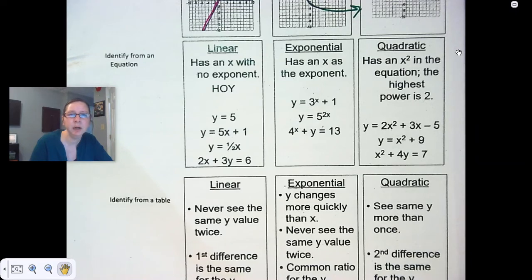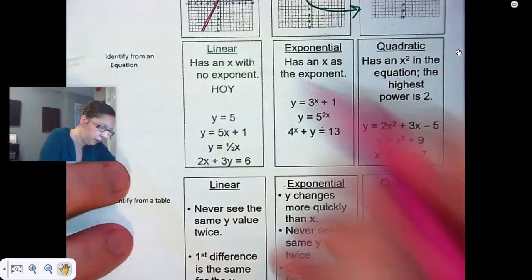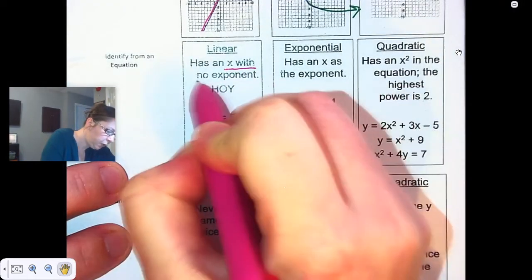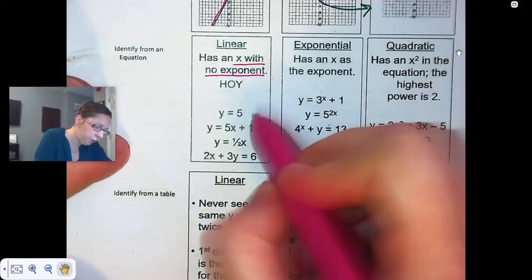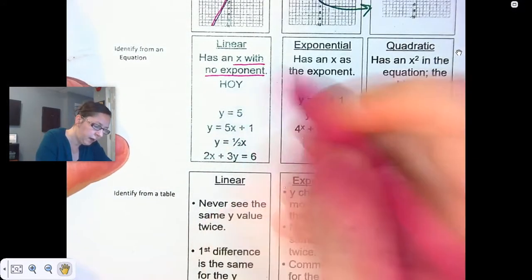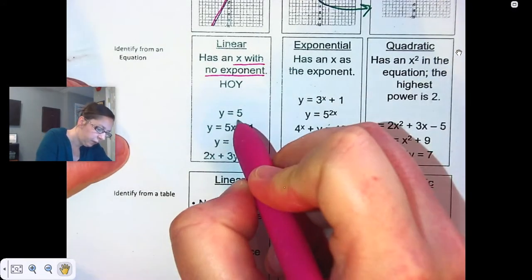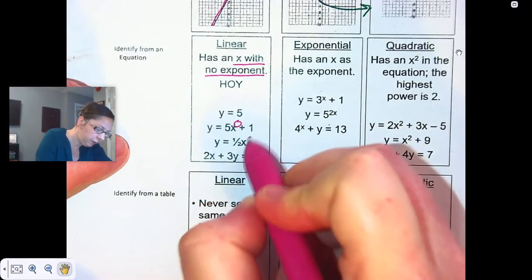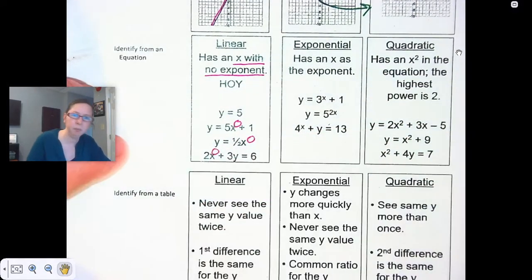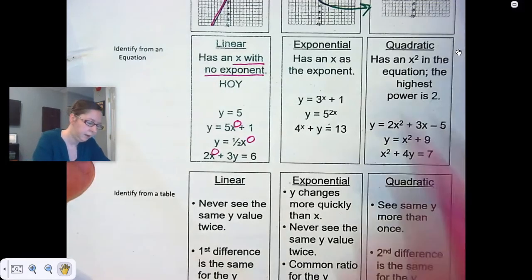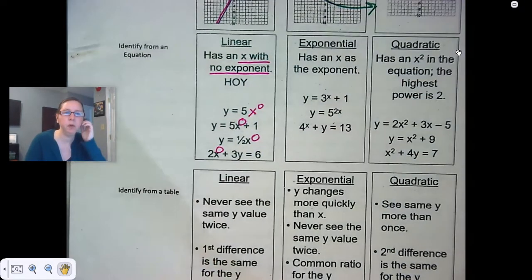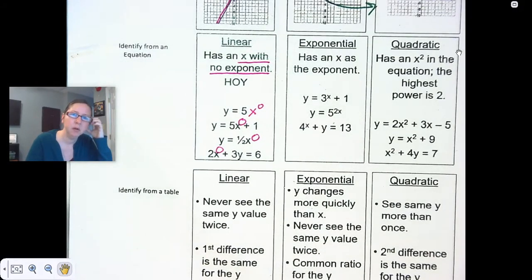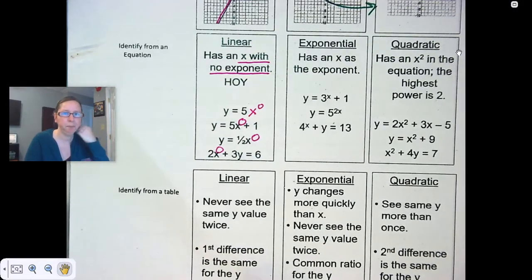So linear has an x with no exponent. An x with no exponent, okay? This is linear. So this has no exponent, no exponent, no exponent. All right. And this would be x to the 0 power, so you wouldn't see that exponent either. So these are all examples of linear.